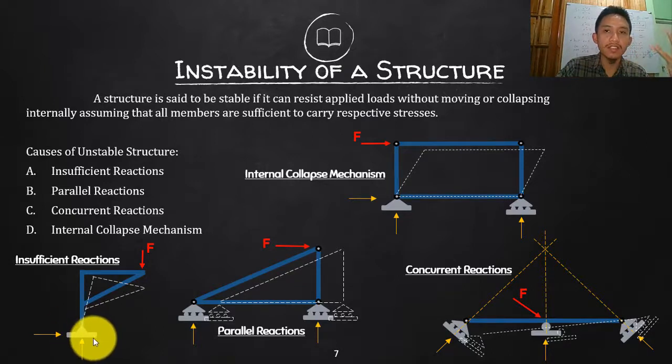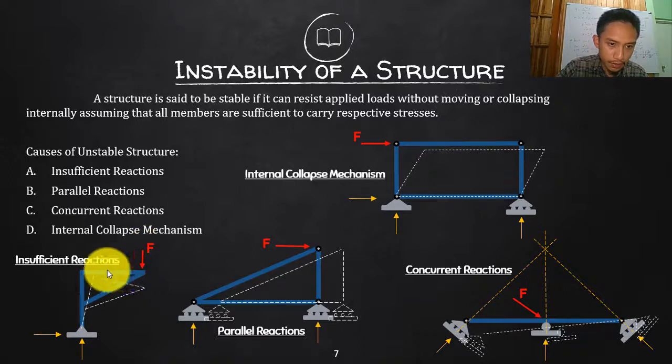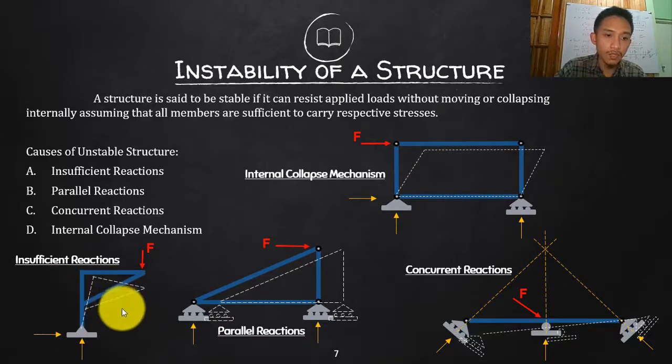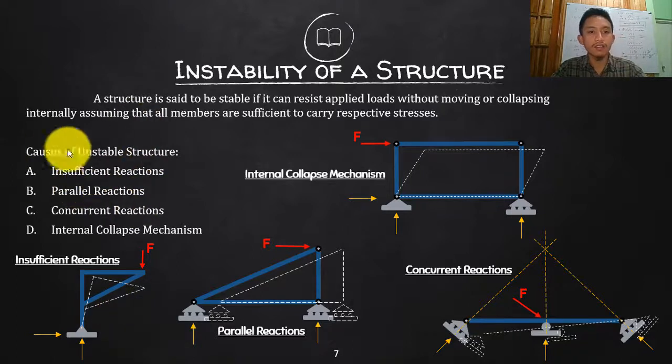What is the reaction of a pin? It will only hold horizontally and vertically. It will never hold against rotation. So as you can see, that force is pressing your structure down, and of course it will tilt. It will rotate, and the support below cannot offer a resistance of moment, only horizontal and vertical resistance. So this is unstable because it will rotate or tilt.